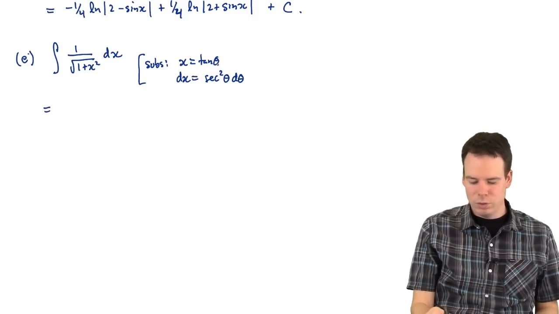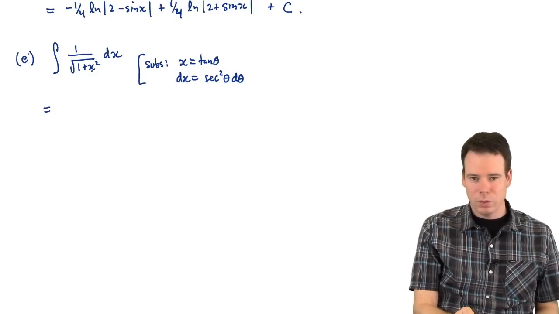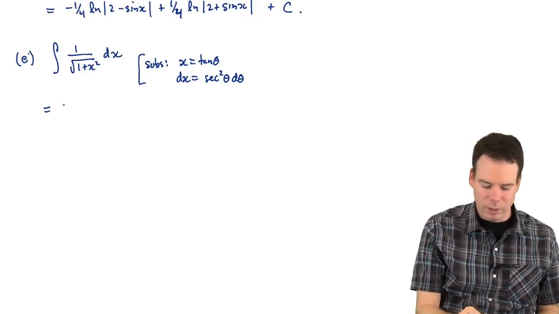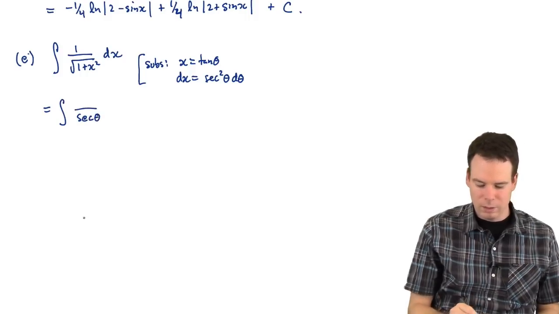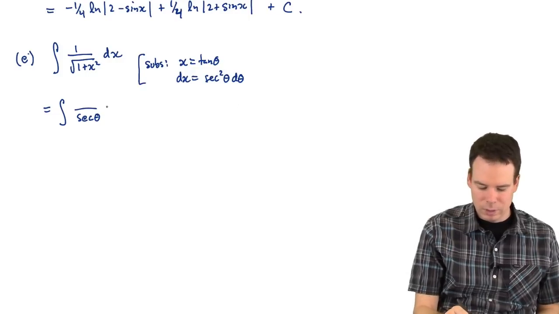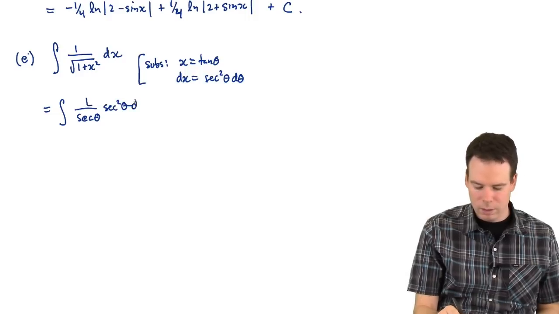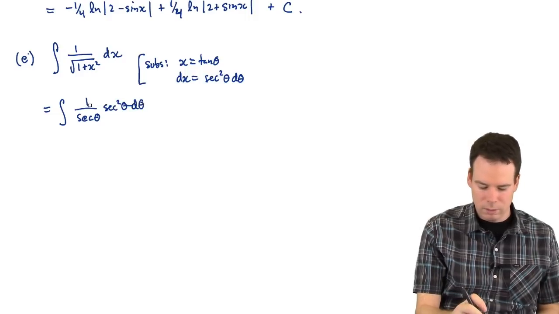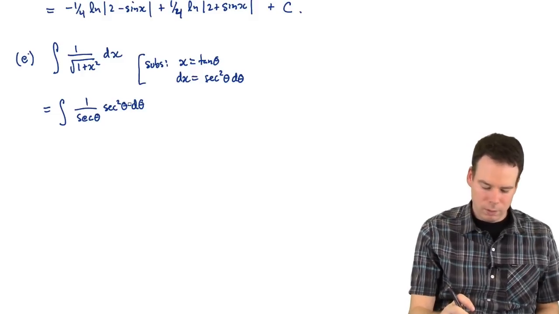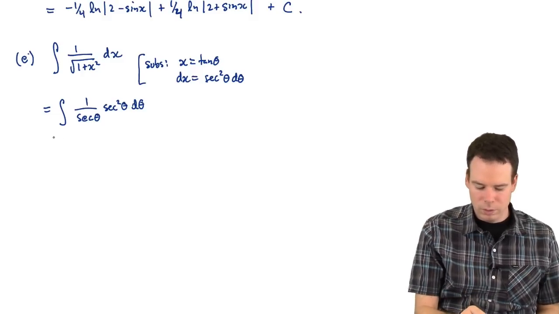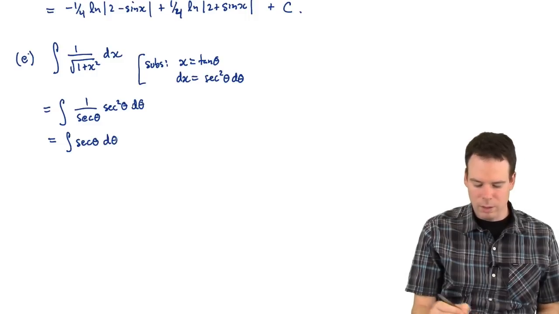Why have we used this substitution? Well, 1 plus tan squared is secant squared. The square root of secant squared is secant, so the denominator becomes a secant. The dx becomes a secant squared theta d theta. And so there is our new integrand. We can simplify it a little bit. That's the integral of secant theta d theta.